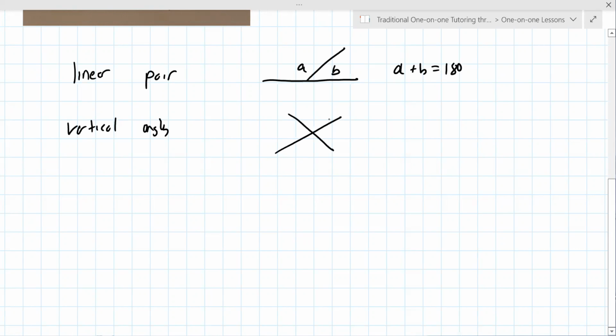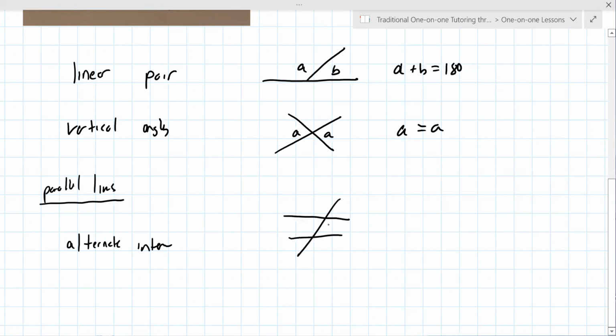Those are when they are across from each other. Yep, kind of across. That's a good word. So, another one here with parallel lines, when we move into the parallel lines part, you had alternate interior. That's two parallel lines cut by a transversal. A equals A, or B equals B. B equals B. That's the one I like to start with.